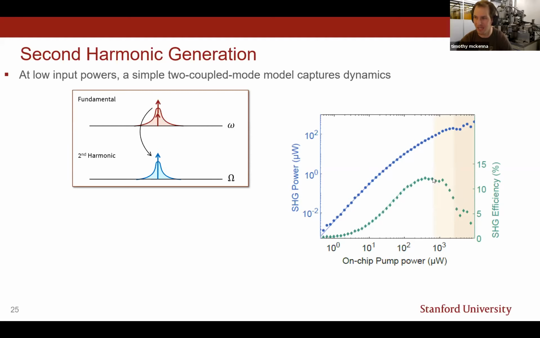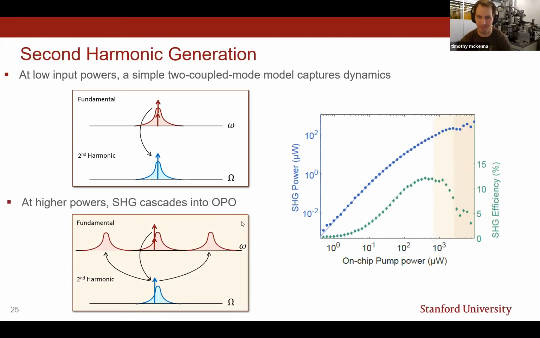Here we see the efficiency now really starts to go down. This is kind of interesting, and it can be explained by a cascaded OPO process, where we generate enough second harmonic light from pumping at the fundamental that the second harmonic light then triggers additional oscillations back at the fundamental. That accounts, in this light yellow region, for the decrease in efficiency. You keep going to the dark orange.